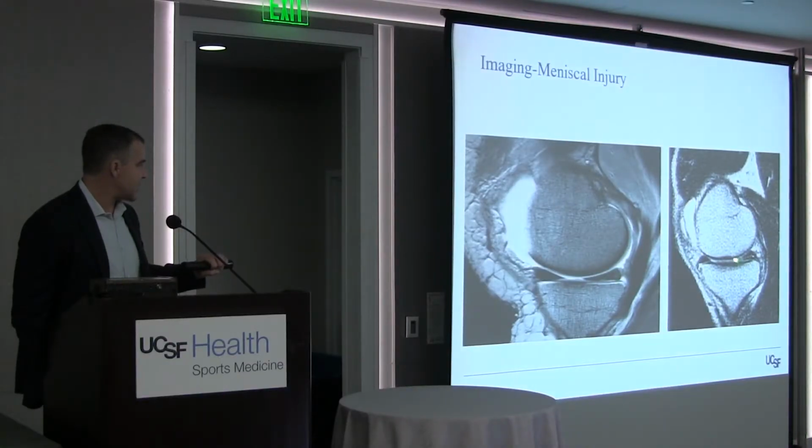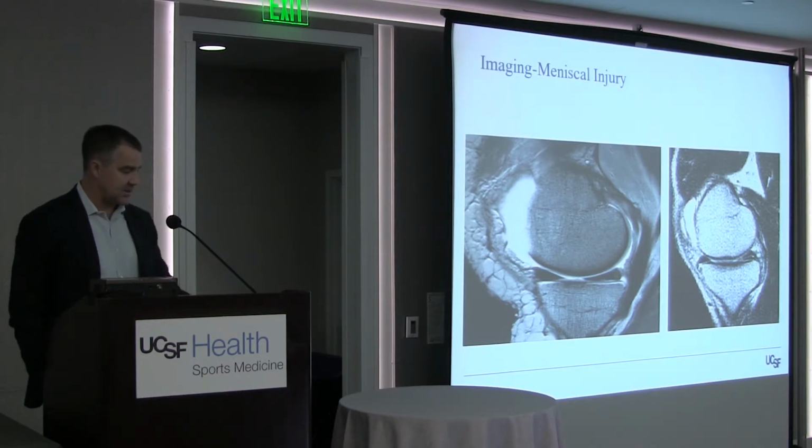And this is a typical meniscus injury for a middle-aged person. He has a horizontal tear, so this white line that comes all the way out to the surface of the joint is a meniscus tear.